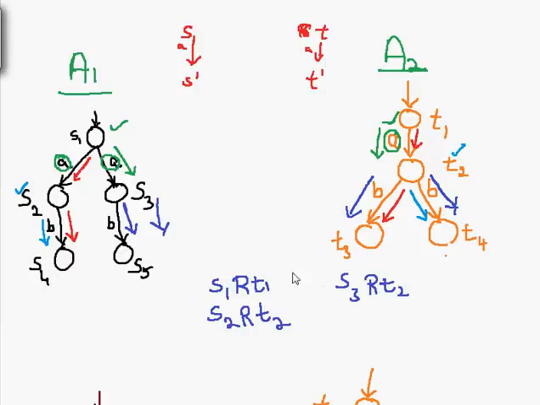Now S1, S2, S3, S1, S2, S4 and S5. So S4 has no transitions, T3 also has no transitions, S5 has no transitions, T4 also has no transitions. So S3 to S5 comes, here both have no transition. I can use anything.